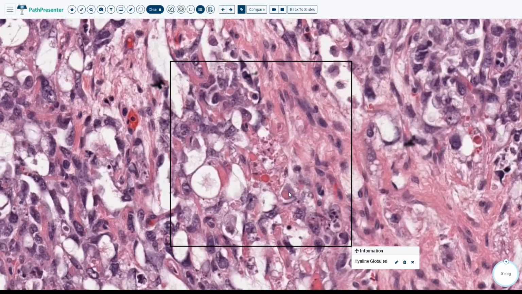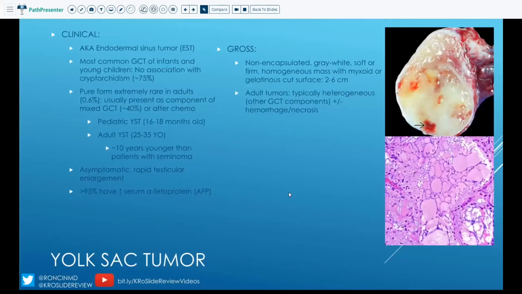And these are commonly seen with the microcystic reticular pattern, but you can really see them in multiple patterns. So if we put all this together, what we are left with is a yolk sac tumor. So yolk sac tumor used to be called endodermal sinus tumor, EST, or YST for yolk sac tumor. So if you see that elsewhere, just like GCT, that's what we're referring to.